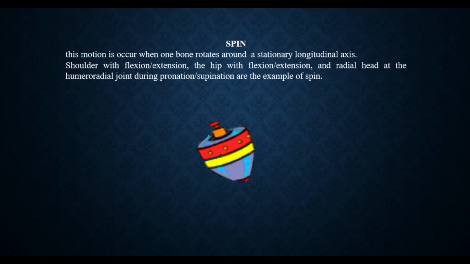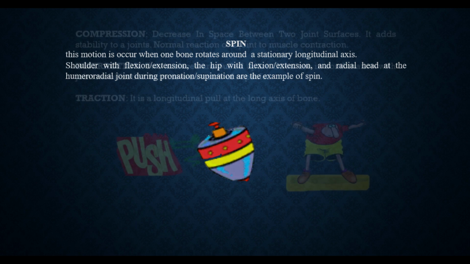Spin. This motion occurs when one bone rotates around a stationary longitudinal axis of another bone. The shoulder with flexion or extension, the hip with flexion or extension, and the radial head at the humeroradial joint during pronation or supination are examples of spin.